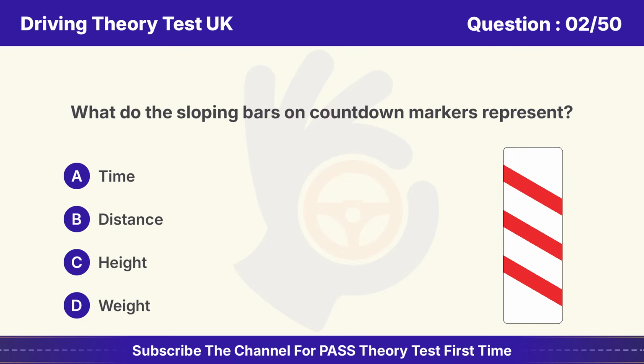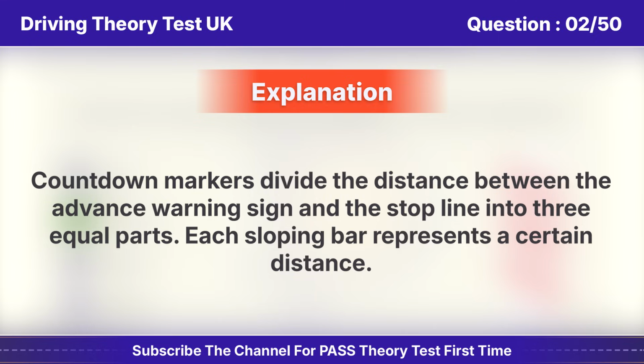Question 2. What do the sloping bars on countdown markers represent? Answer is B. Distance. Countdown markers divide the distance between the advance warning sign and the stop line into 3 equal parts. Each sloping bar represents a certain distance.